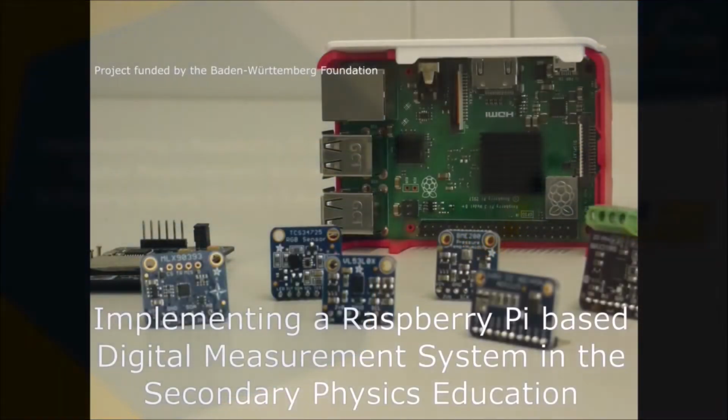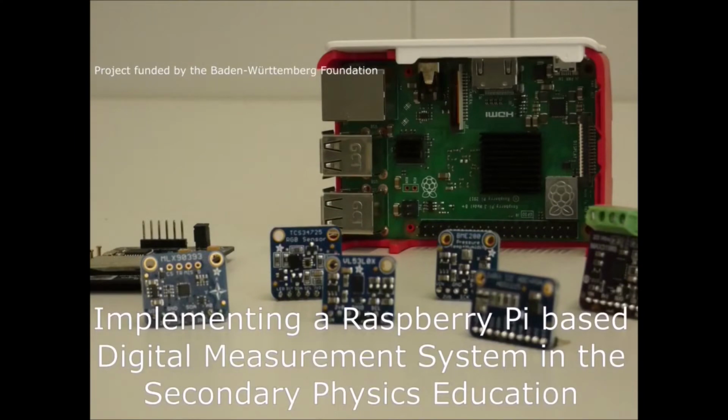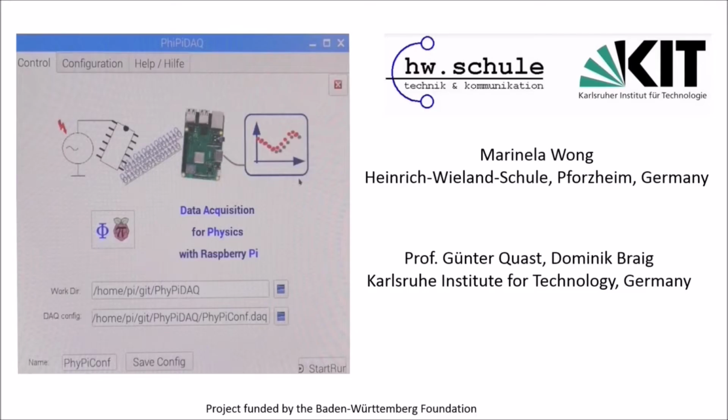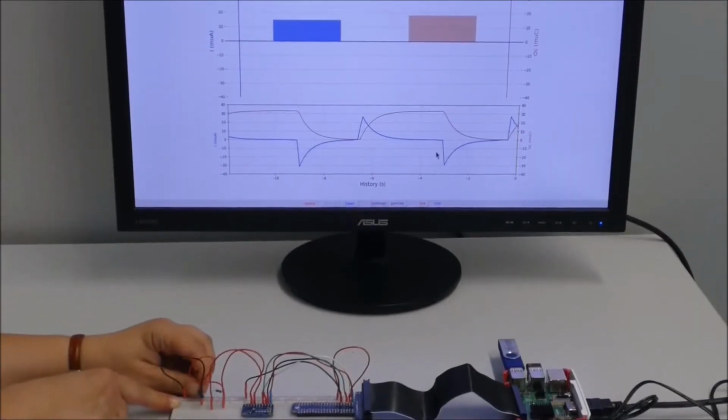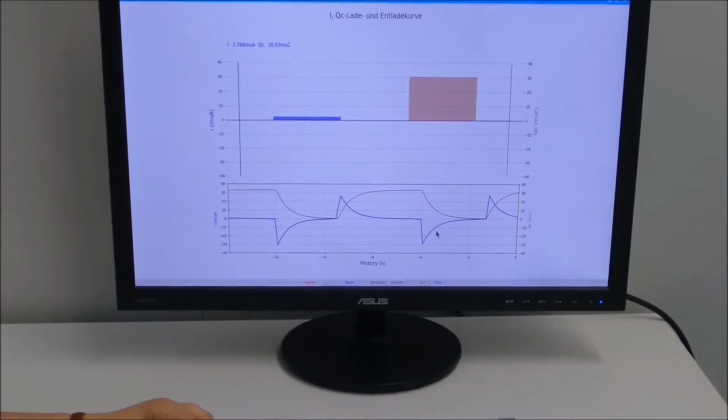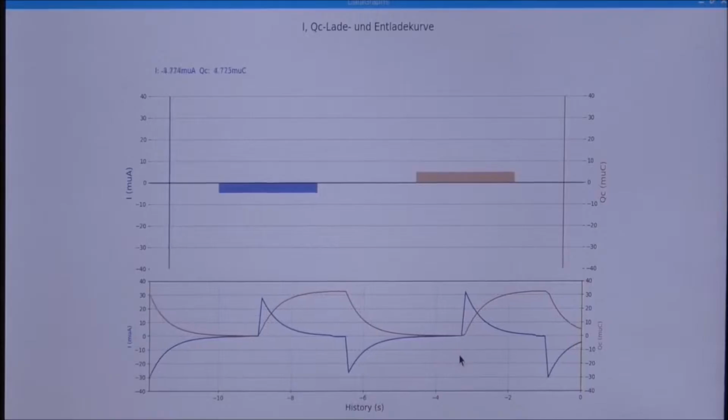This project encompasses the use of high-accuracy yet inexpensive sensors for data acquisition in physics experiments and the Raspberry Pi. The open-source software package PhyPiDAQ, developed by Professor Quast at KIT in Germany, manages the recording, real-time displaying and saving of data. The first experiment is charging and discharging of an electrolytic capacitor over an ohmic resistor.